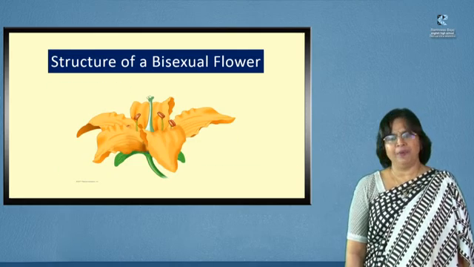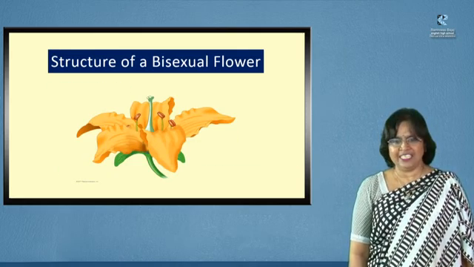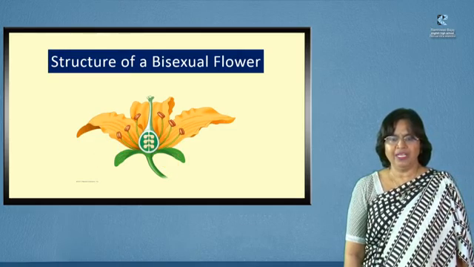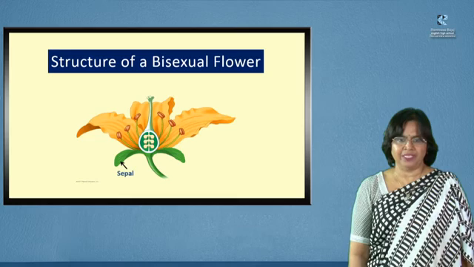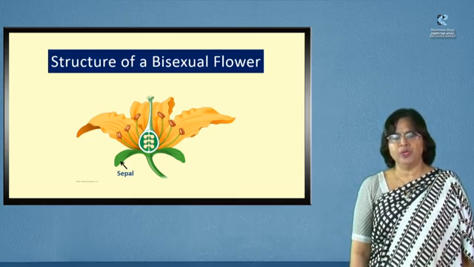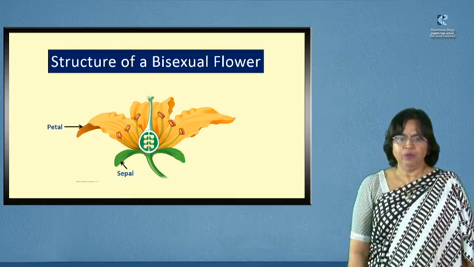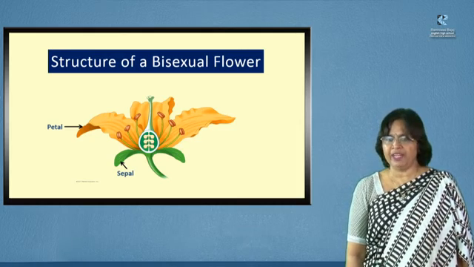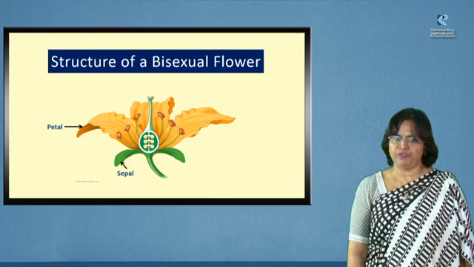The structure of a bisexual flower in detail now. All these whorls that we have understood the names of, let us see them part by part. The outermost whorl of sepals. Most flowers have 5 sepals. They are usually green in color. They are found at the base of the flower.